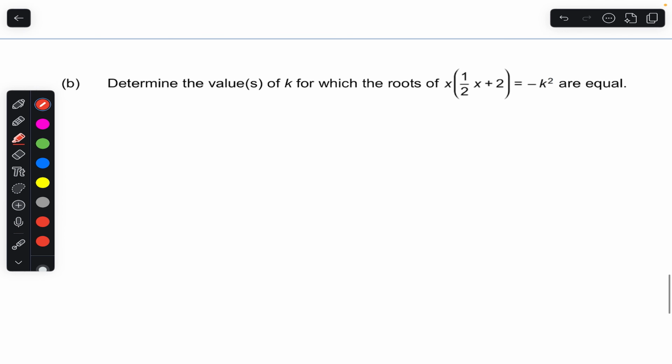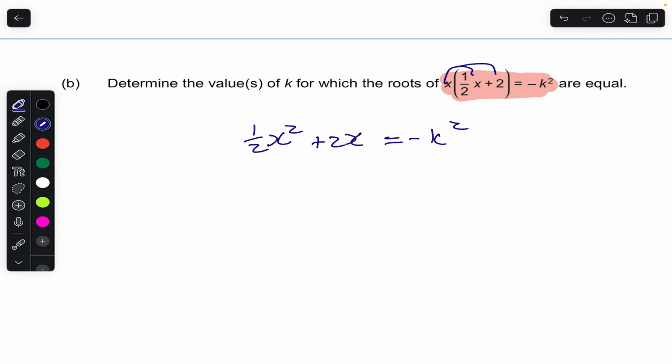So first off, we are given the function of x times a half x plus 2 equals minus k squared. So let's start off by multiplying or distributing the x on the left hand side so that we can get it into the form of my standard quadratic equation. So I'm multiplying in my x value, so I will have a half x squared plus 2x equals negative k squared. So all I did is I distributed my x variable.